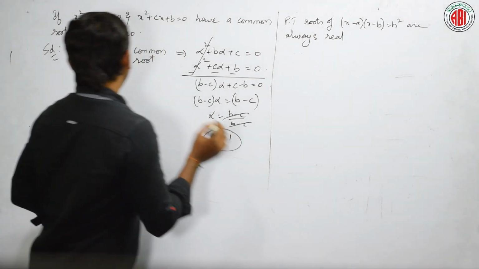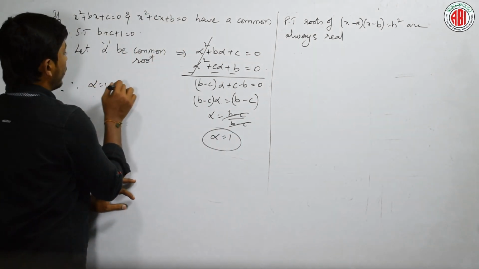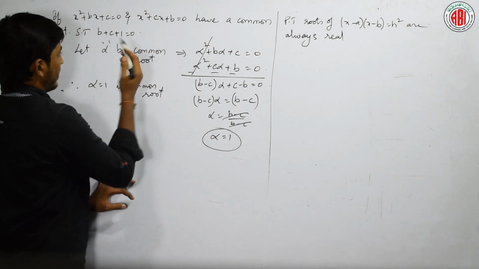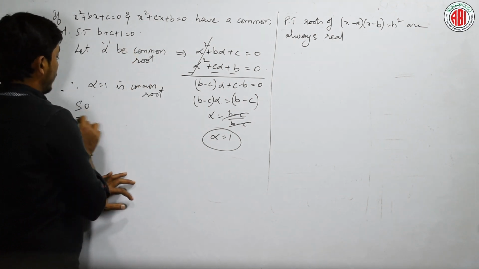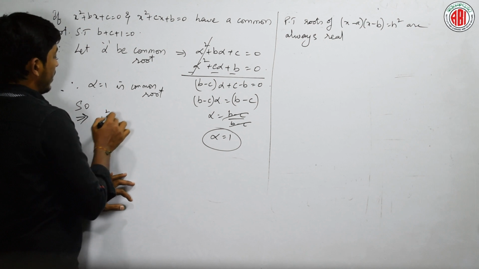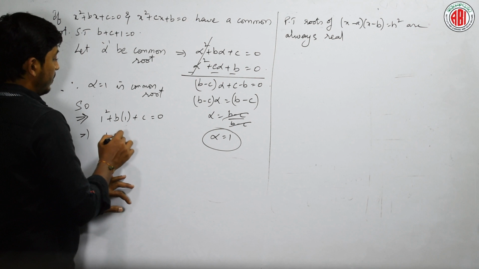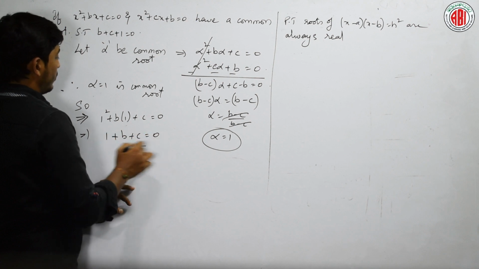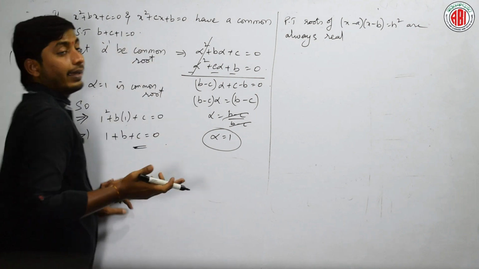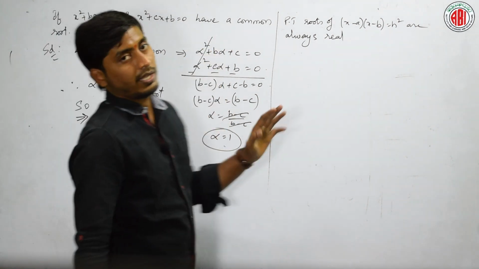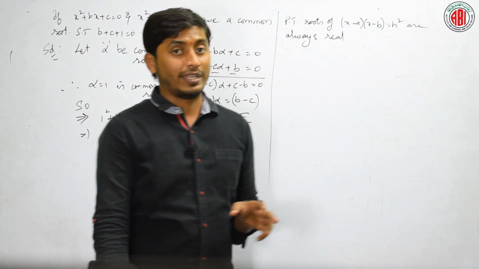What is common root now? 1. Therefore, alpha equal to 1 is common root. So, let us substitute in 1. So, 1 square plus b into 1 plus c is equal to 0, that is 1 plus b plus c is equal to 0. Yes, is it not easy? But the thing is, you have to learn how to substitute and simplify. Clear? Is it not easy?